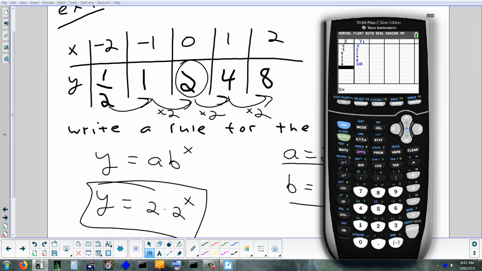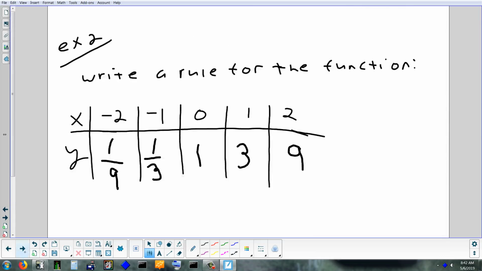Any question on that? Right. You're not going to have a graphing calculator, so you're not going to be able to plug in the x's and check your answer like that. But I'm just showing you that you can check it that way, but you're not going to need to do it. Okay. Let's try this one.